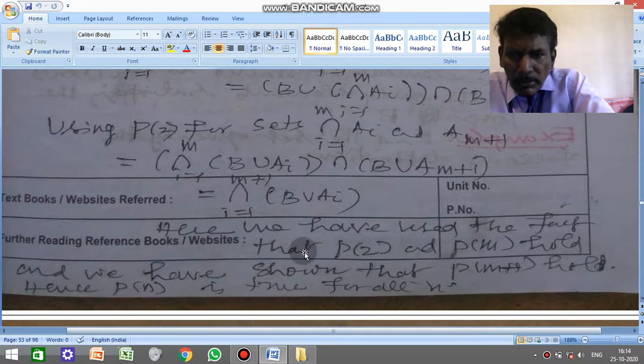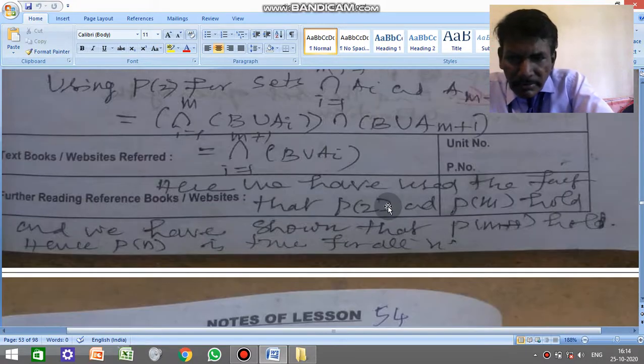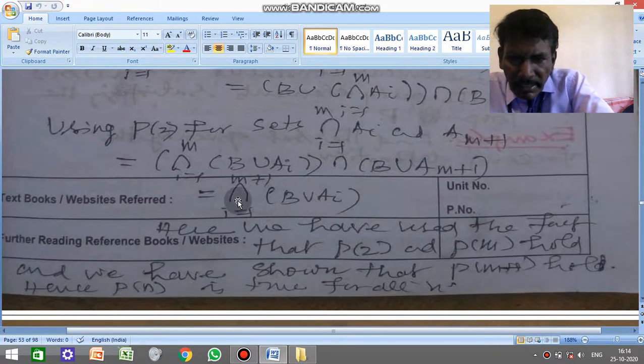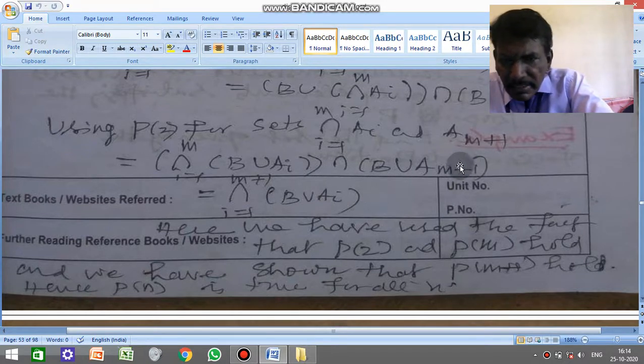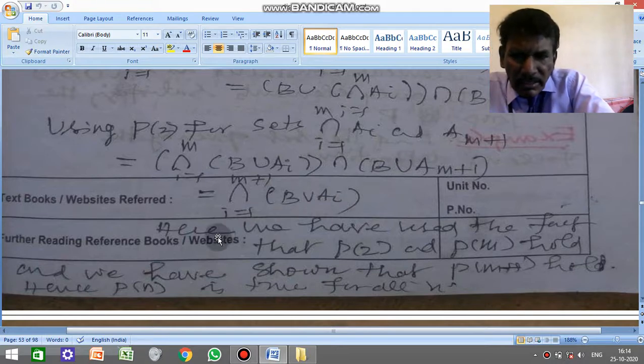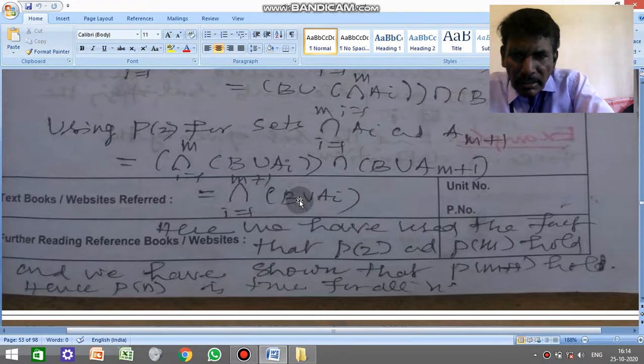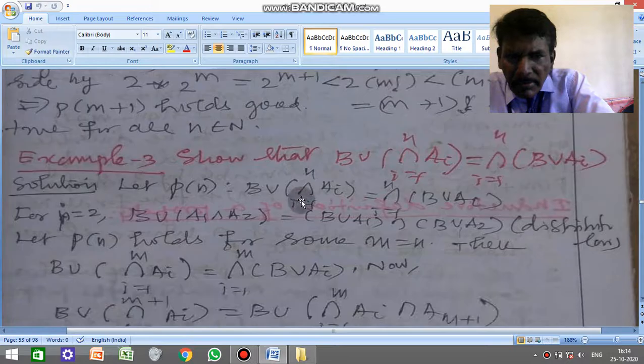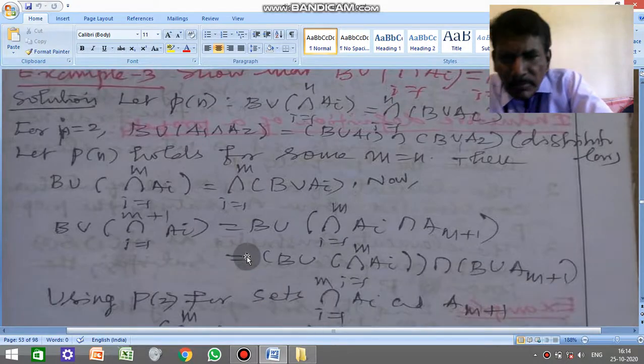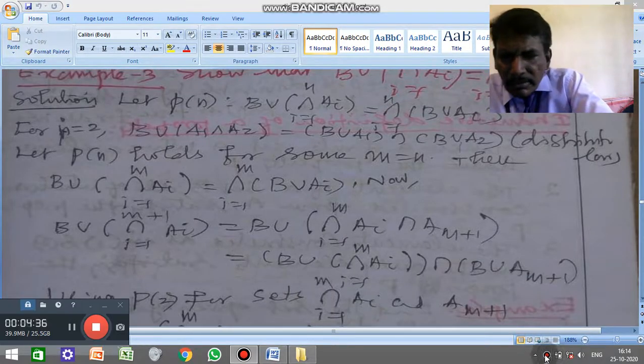Now we look at this and we get this particular step. Now what we have here is intersection i tends to 1 to m B union Ai and intersection B union A m plus 1. So bring this m plus 1 to this side and add it with this one, and you will have intersection i tends to 1 to m plus 1 B union Ai, and thus we can prove this particular fact. This is the way we can prove our theorem. Okay, so thank you very much.